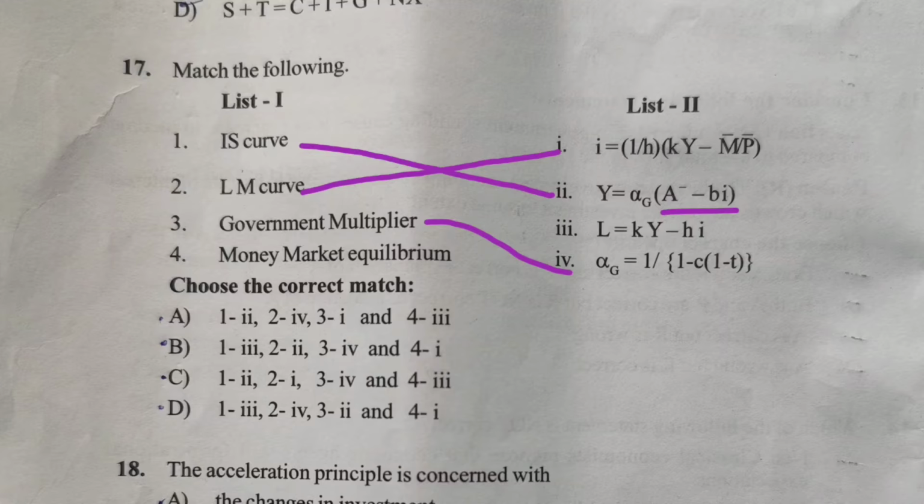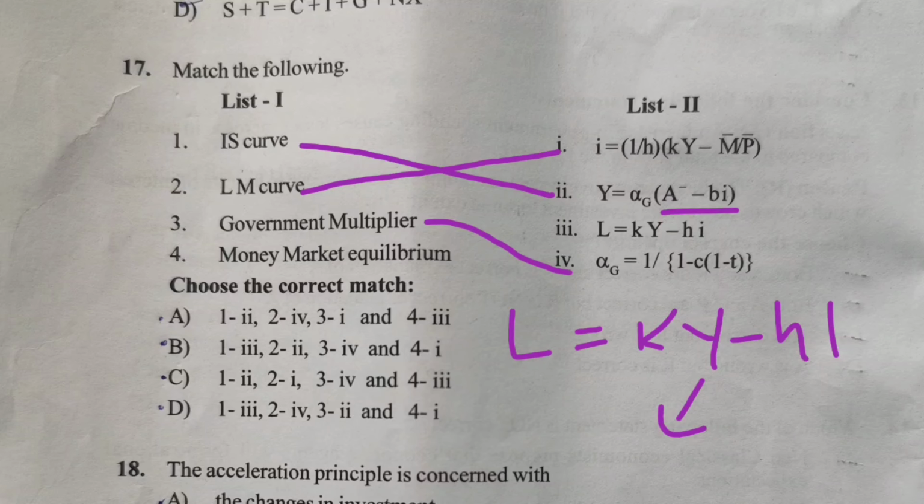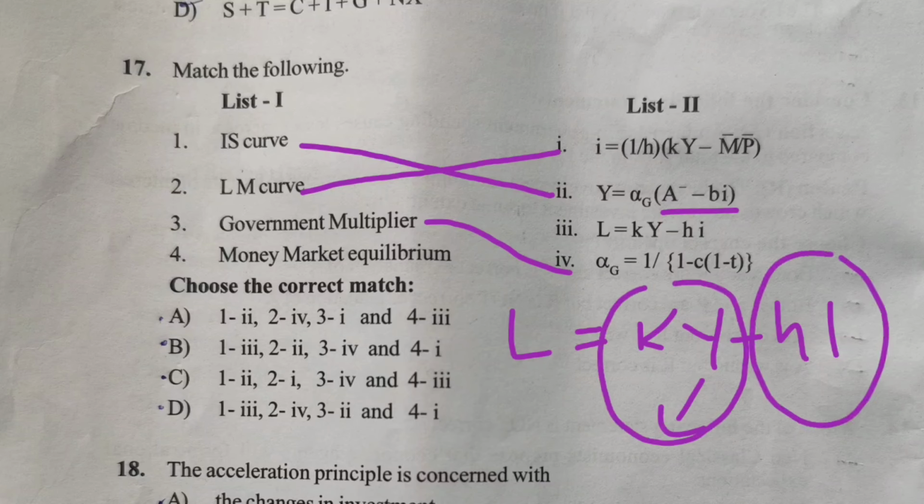Money market equilibrium. Yes, we have money market equilibrium, that is KY minus HI. Okay, so this shows the money demanded for transaction purpose, this shows for speculative purpose. So this will go for this, and you can choose the correct option here.